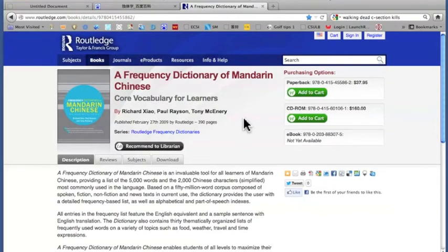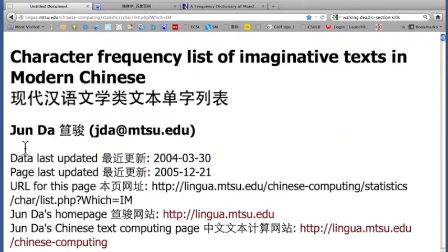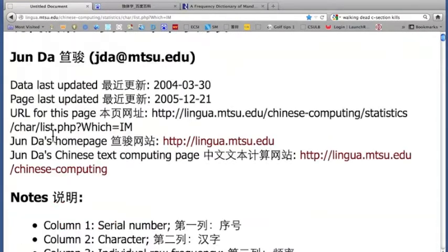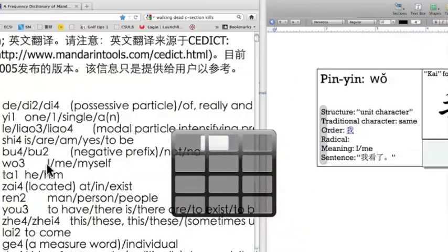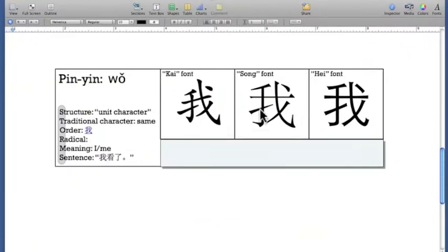And now moving on to 7th on Routledge's list, which is number 6 on Drinda's list, is the character 我. Here's 我 in 3 different fonts: the Kai font, the Song font, and the Hei font.